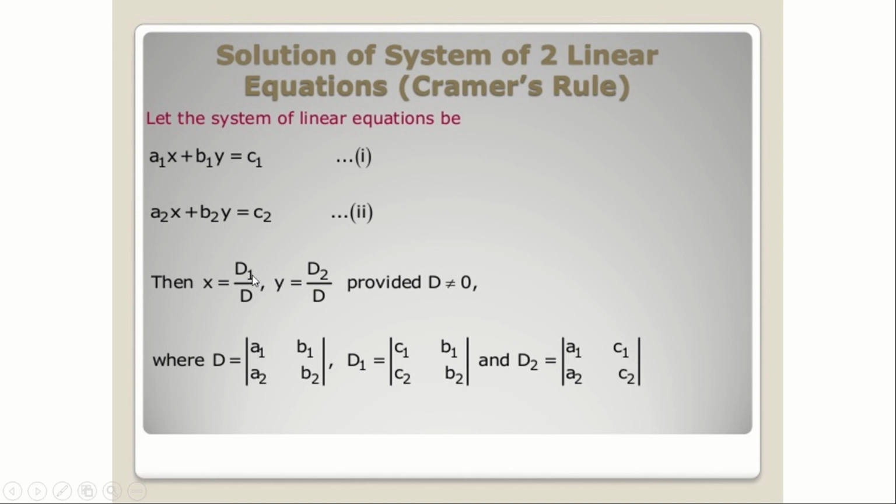So d1 and d2 are determinant 1 and determinant 2. Here you can see that d is the determinant with rows a1, b1 and a2, b2. d1 is the one with c1, b1 and c2, b2. Again d2 is a1, c1 and a2, c2, so it is the interchanging of columns. So d1 divided by d and d2 divided by d give x and y.